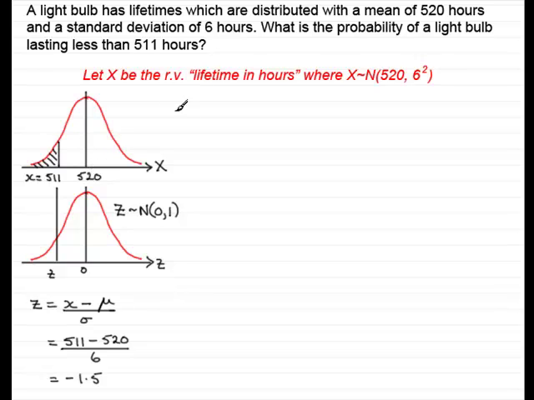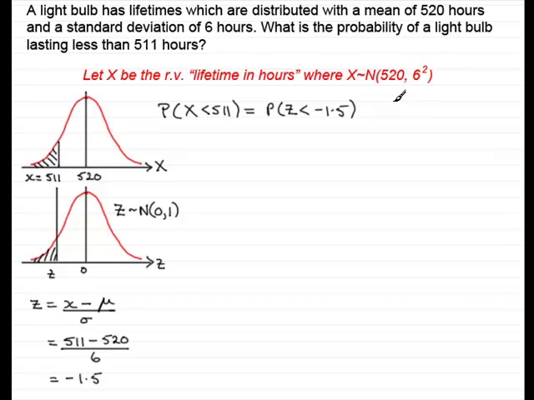Now working out the probability that x is less than 511 is exactly the same as working out the probability of being less than this z value of minus 1.5. So we just write that in. That's the same as the probability that z is less than minus 1.5.